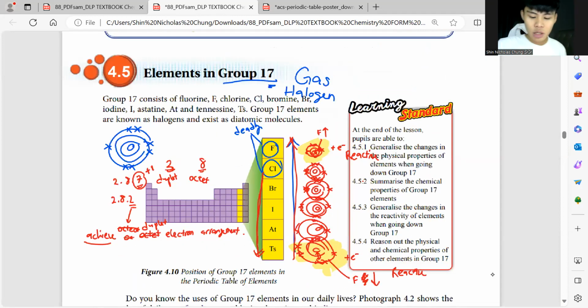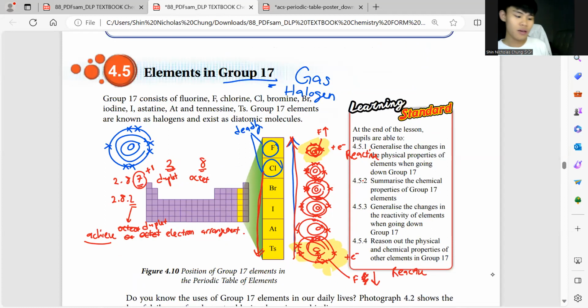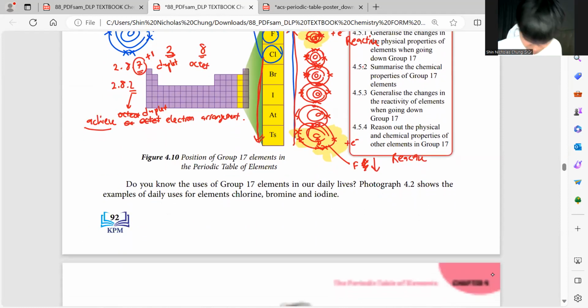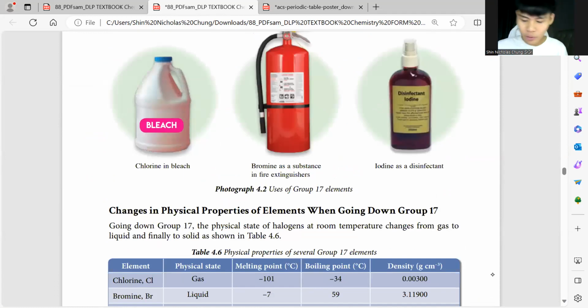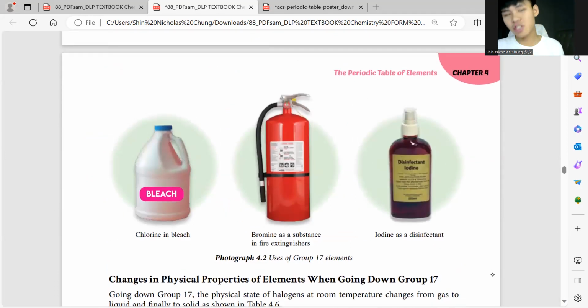The applications for group 17 are very good. You wouldn't go and kill people with the gas, right? No such thing. So the applications of them are here. Chlorine we use in bleaching agent, the one that we use on our clothes. We use bleach to clean our shirt.